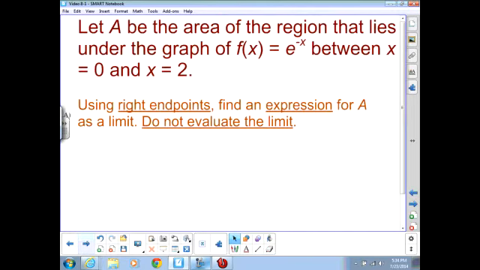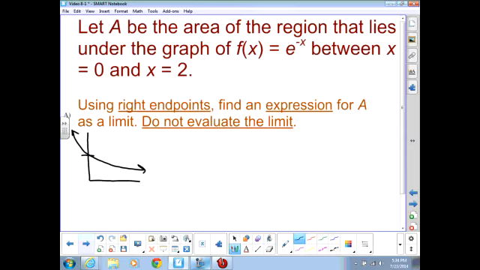So first thing we'll do, let's sketch a little picture of the graph. E to the negative x goes through 0, 1, and then slowly gets closer and closer to 0. We're going to have a bunch of rectangles in here, and in general we'll be using right-hand endpoints. Wherever the right-hand side of the rectangle hits, that's where the rectangles will be drawn, just so you get a general idea.